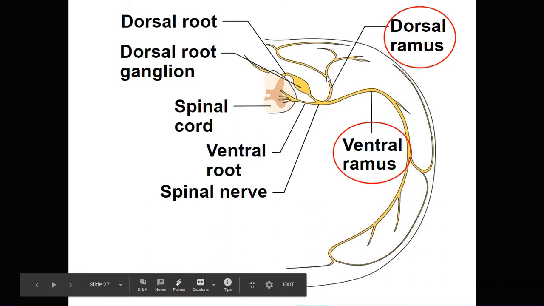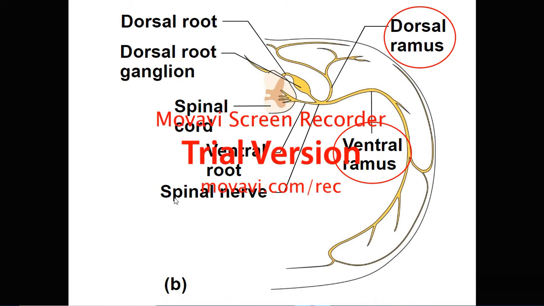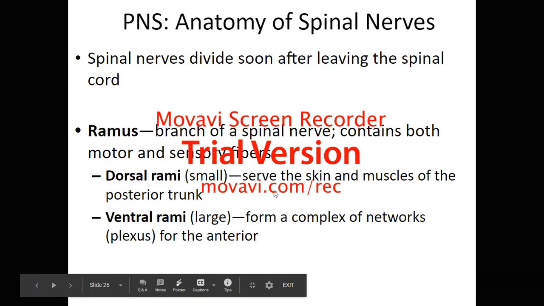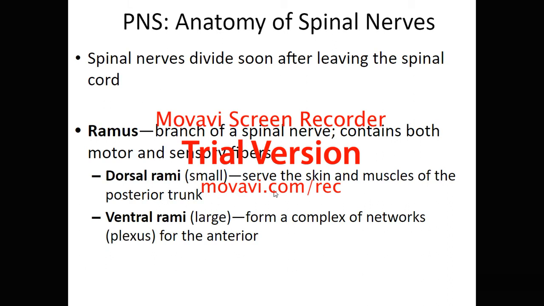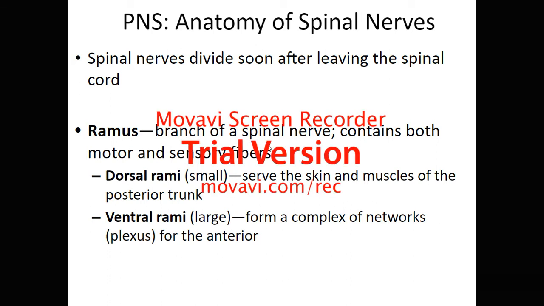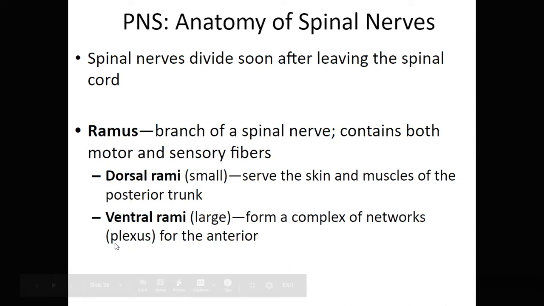So you see right here, the dorsal ramus, if you remember from the previous slide, it's going to serve the skin and muscles of the posterior trunk, so the back. Remember, the ramus or the rami is a branch of the spinal nerve that contains both motor and sensory fibers. So the dorsal rami is going to serve the muscles of the back and the skin of the back. And then the ventral rami is where you form your plexus.